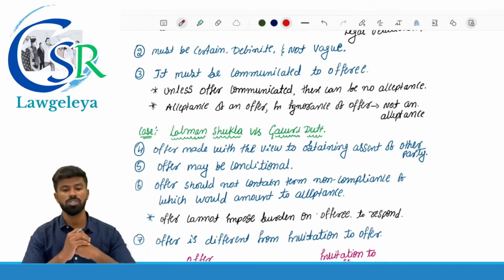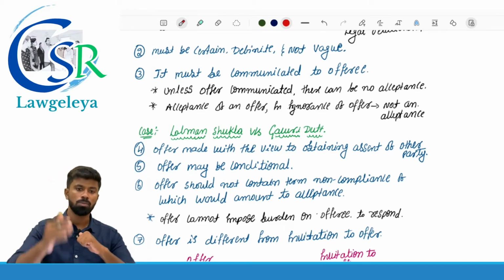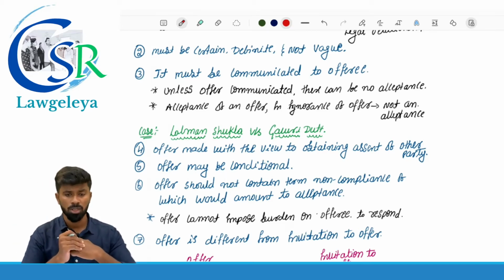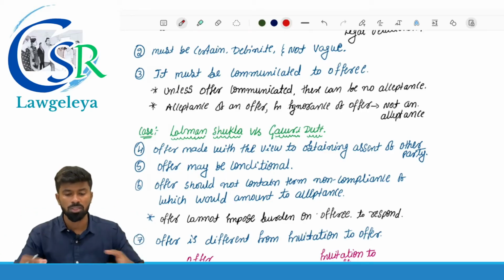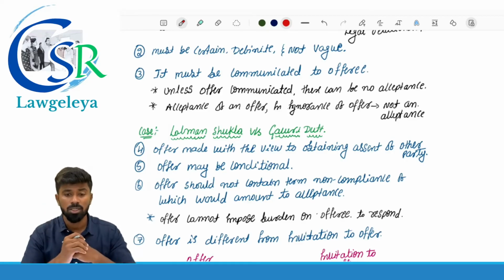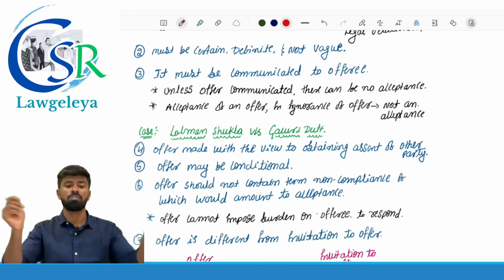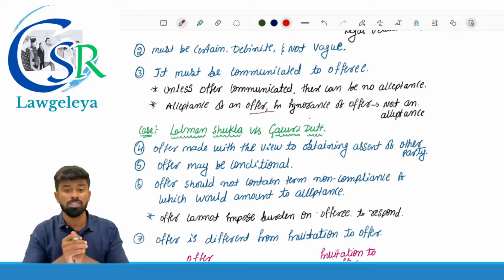What happened in this case study, sir? Gauri Dutt's nephew was missing. He sent his servant Lalman Shukla to trace his nephew. After Lalman Shukla left, he made an offer to give a reward, which Lalman was not aware of. Without being aware of the offer made by Gauri Dutt, he found the nephew of Gauri Dutt. Later, he claimed the reward amount, but the court held that Lalman Shukla is not entitled to the reward. Why? Because when he performed the conditions of the offer, that is, when he gave an acceptance, he was not aware of the offer. And we just now discussed acceptance of an offer in ignorance of the offer. Is it a valid acceptance? No, not a valid acceptance.